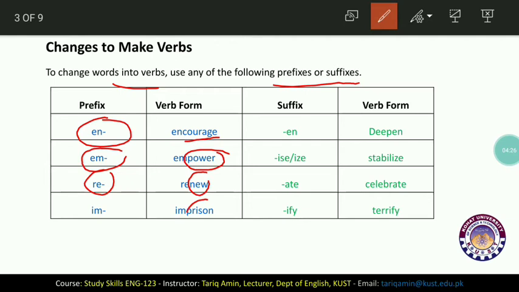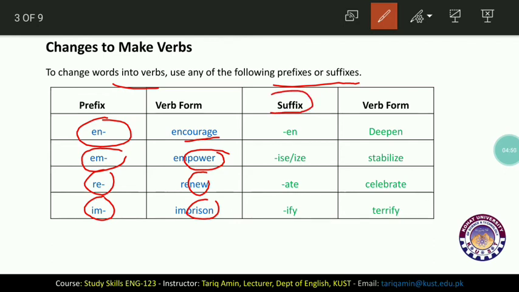And prison is a word. When we add im, this prefix, to it, it becomes imprison. And imprison is a verb. So this is how we can add different prefixes to words in order to make them verbs. Let's come to suffix.